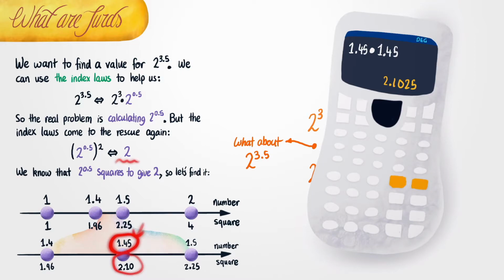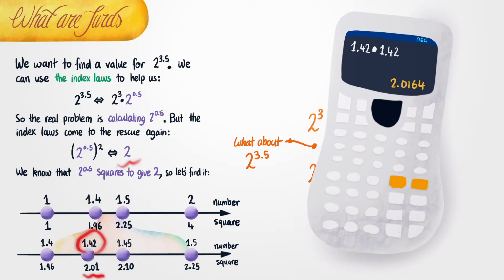So how about we try 1.42? And now we still see that 1.42 still doesn't square to give us the number 2. This time 1.42 squared is 2.01. It's really close to 2, but it's not quite 2, so we have to keep going. Now, it's actually larger than 2, so we have to try a smaller number. So let's try 1.41 this time. Now we see that 1.41 squared is approximately 1.99.